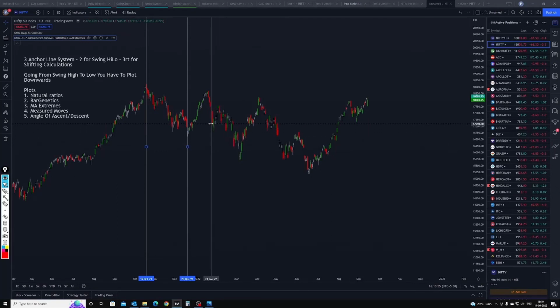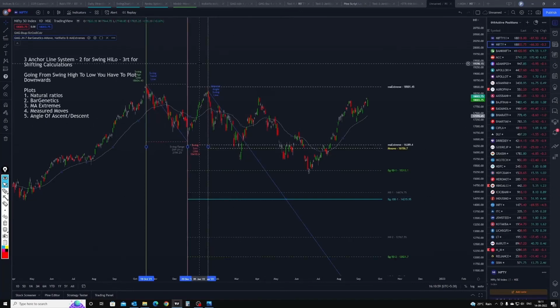For example, I'll place this on this high. So this will show me the price is moving in this angle now. The price is likely to move in this angle. So this is the role of angle of ascent and descent.